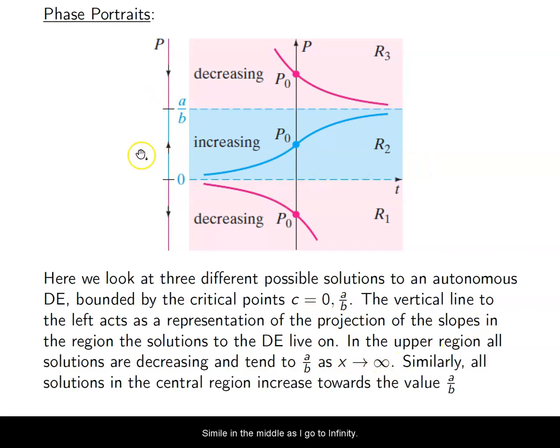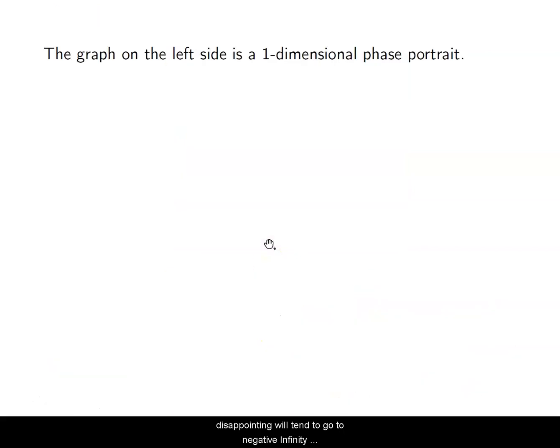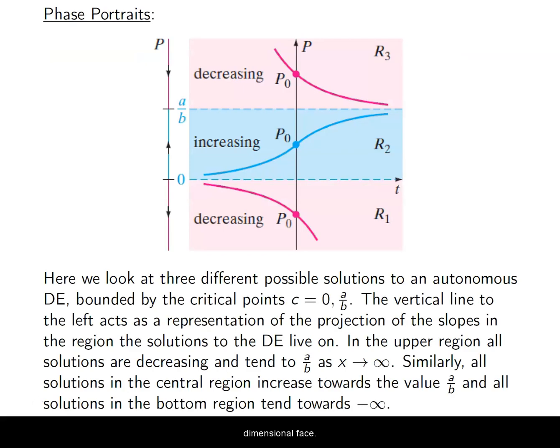Similarly, in the middle, as I go to infinity, any solution that goes through any initial point in this region, right, in between 0 and A over B, will tend towards A over B as well, okay? And any solution that goes through an initial point in this region will tend to go to negative infinity, okay? So we call this a one-dimensional phase portrait, right?